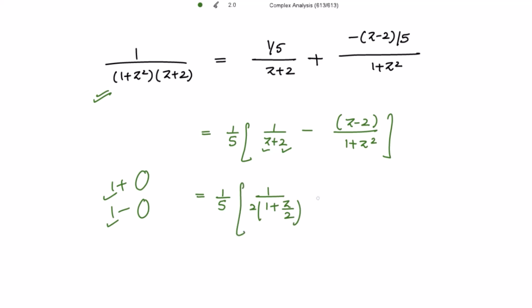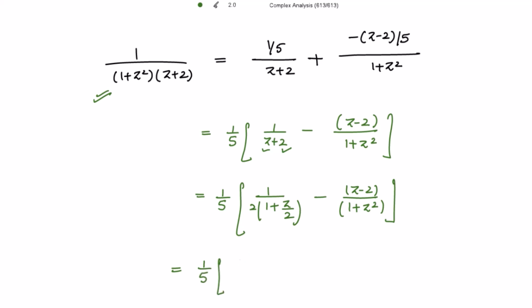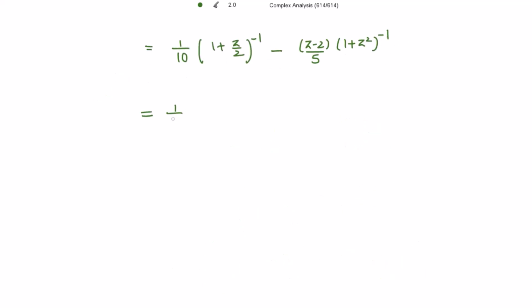Right? And writing the second term as z minus 2 divided by 1 plus z square, taking the denominator to the numerator. So it is 1 divided by 2 into 1 plus z divided by 2 to the power negative 1, minus z minus 2 into 1 plus z square to the power minus 1. We already have 1 plus something, so there is no need to make any change. Let's multiply this 1 by 5 inside now. So this is 1 divided by 10.